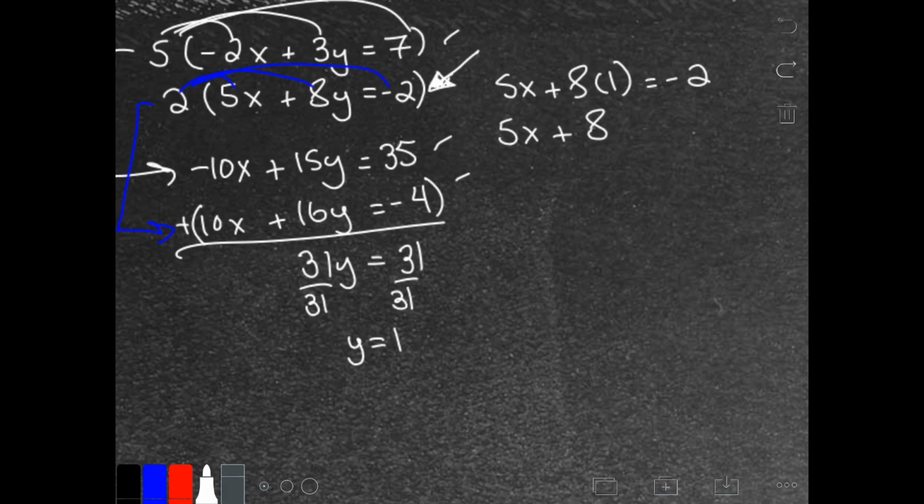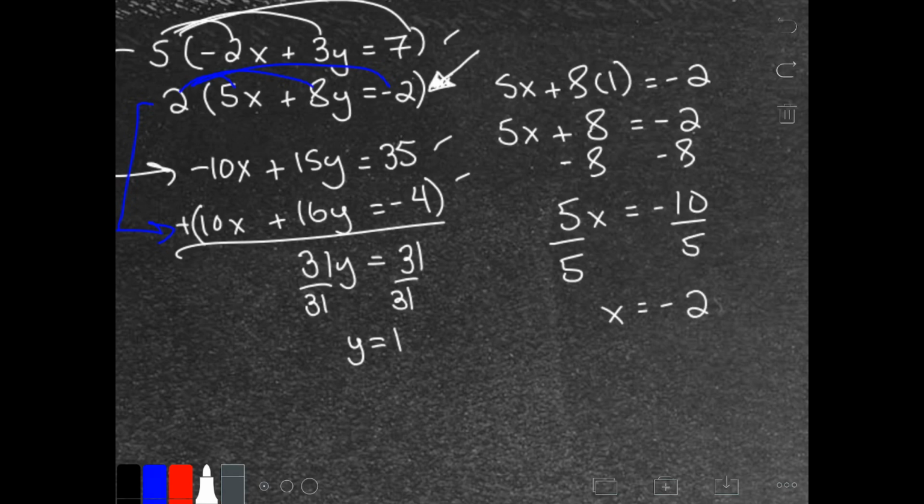Go ahead and simplify by multiplying 8 times 1. Isolate this 5x by subtracting 8 from both sides. And that'll give me 5x equals negative 10. Then I'm going to divide by 5, and I'm going to get x equals negative 2. And again, as always, I'm going to write my answer as an ordered pair and circle it up for my teacher to see.